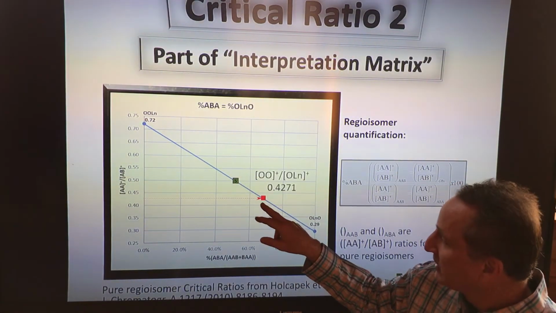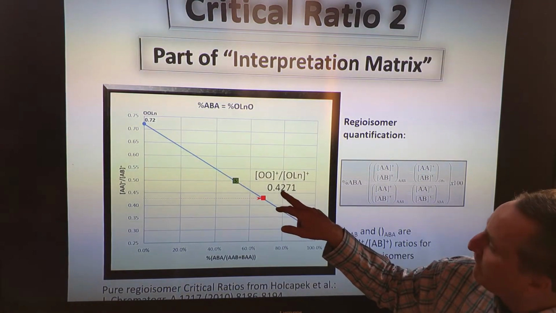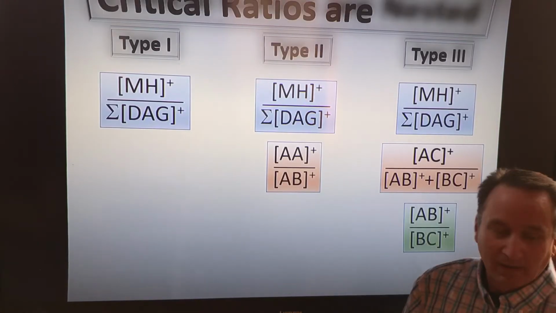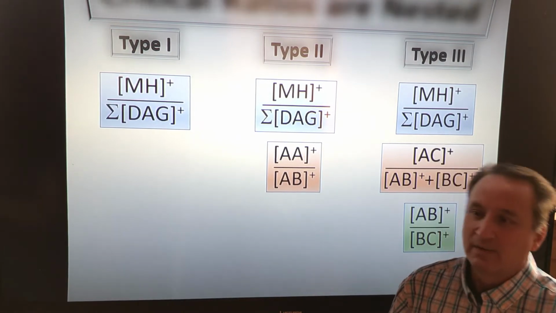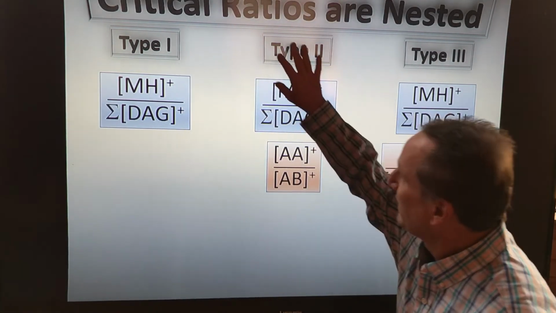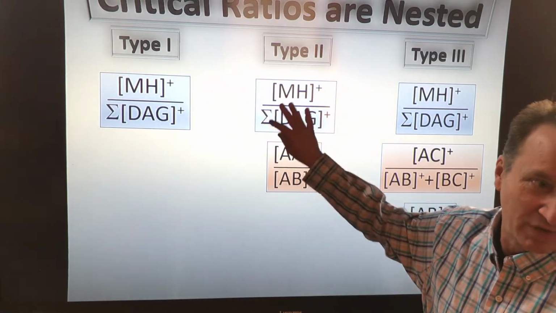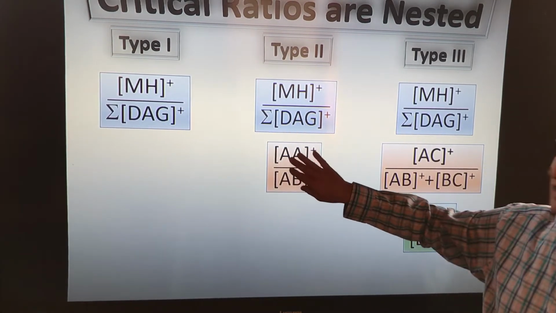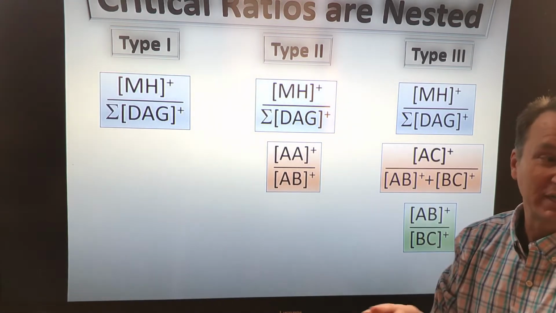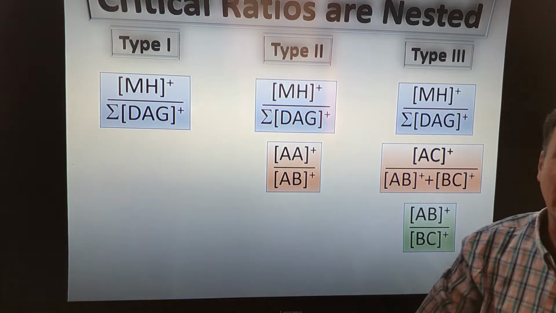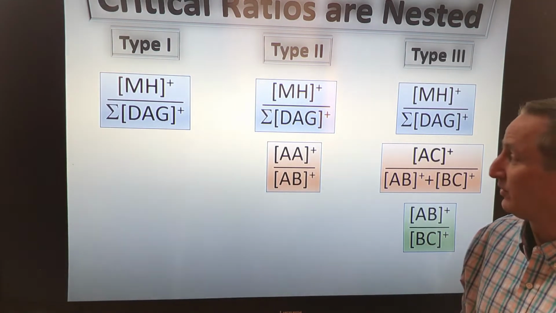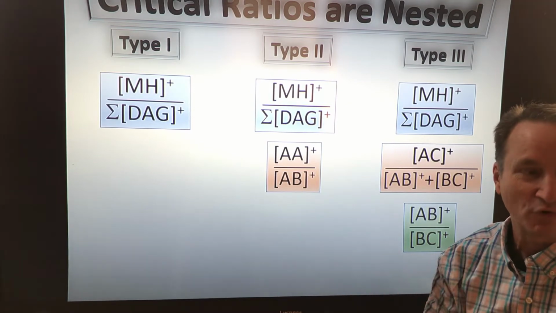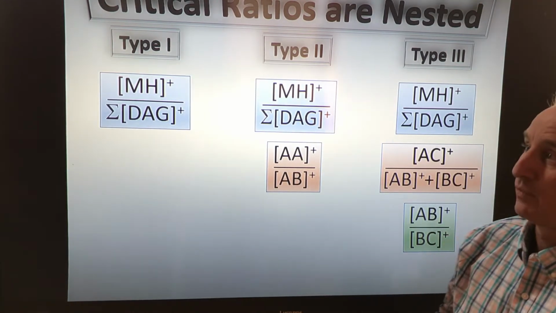In this example, the observed OO over O-lin ratio was 0.427, and that gave a ratio of 68.1% of the ABA, or the O-lin-O. And so here are then the critical ratios. The sigmoid shape is the one for the unsaturation. This is the one for the regioisomer, telling if it's on the outside or the inside, the 2 position. And that's the linear line that bounds between above and below statistical. So those are the critical ratios that I developed that squeezed out the information from the data that I had.